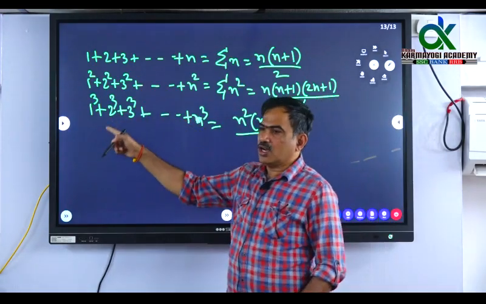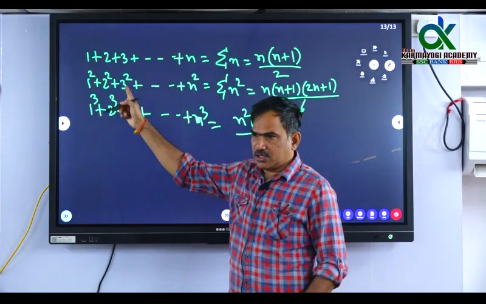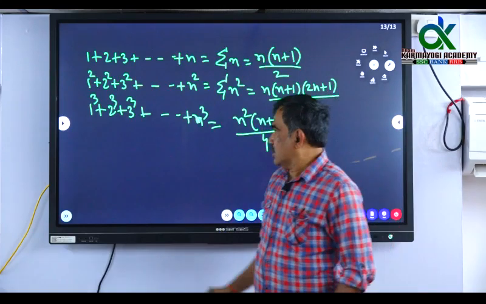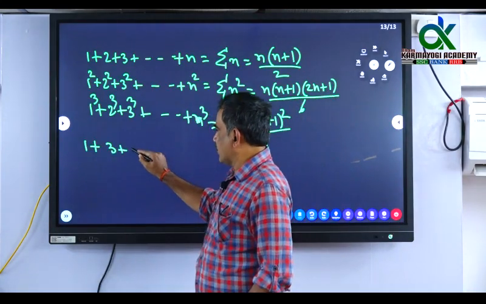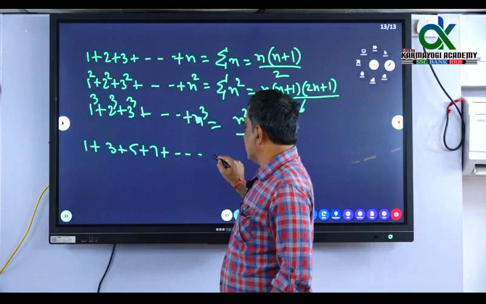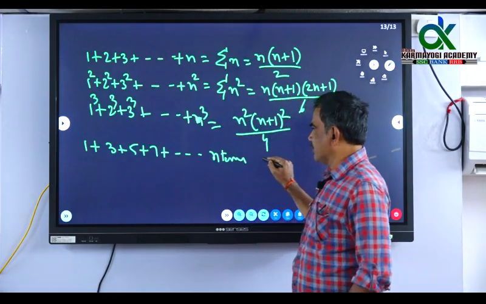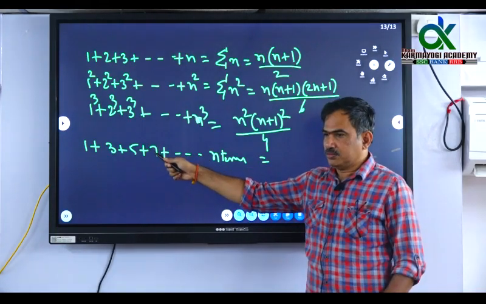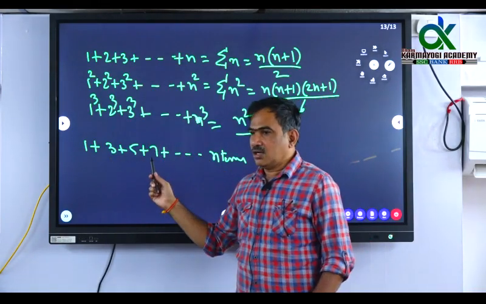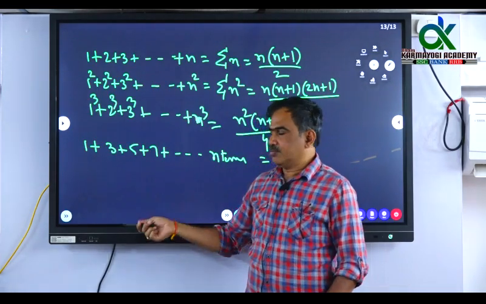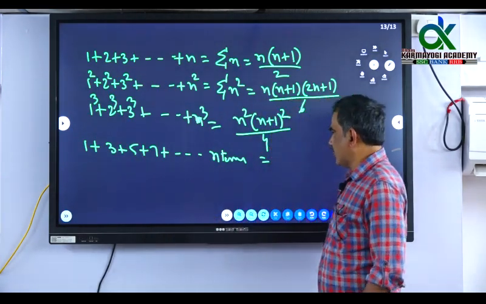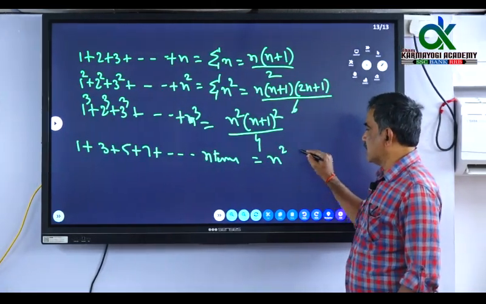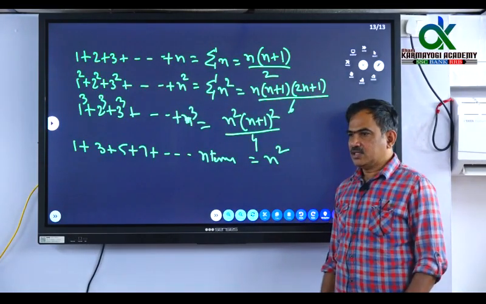Actually these two are not in arithmetic progression, but related to natural numbers. Next, what is 1 plus 3 plus 5 plus 7 plus and so on n terms written? Here these are in arithmetic progression whose common difference is 2. These are called odd natural numbers. What is sum of n odd natural numbers? The formula is nothing but n square.